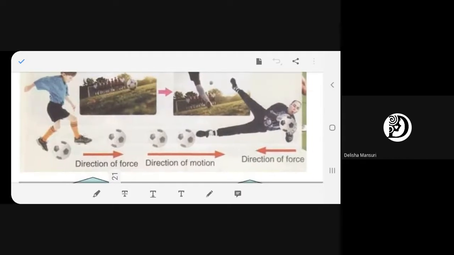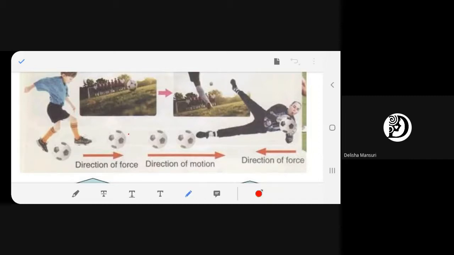The ball is moving. This is the direction of force, the direction of motion. But now the goalkeeper is stopping the ball. Then the direction of the force becomes opposite.